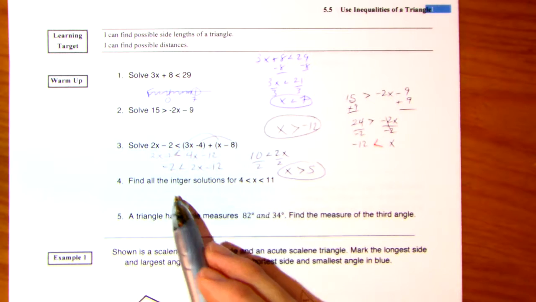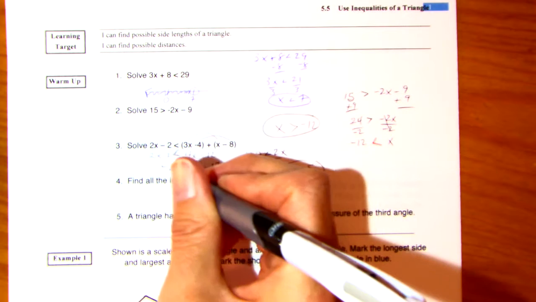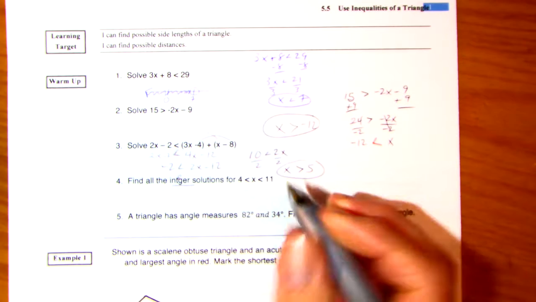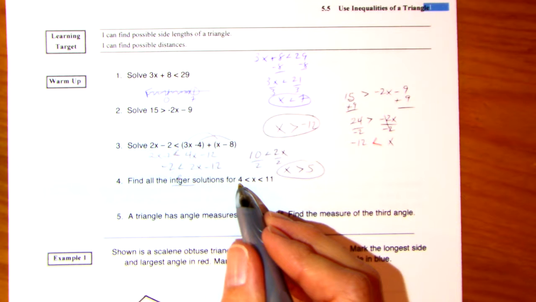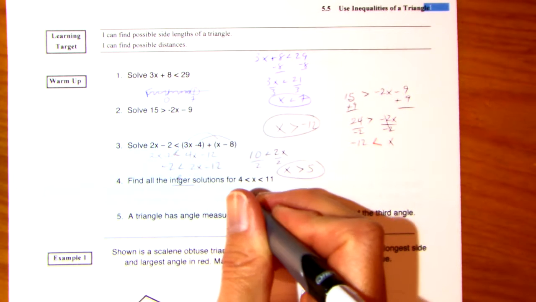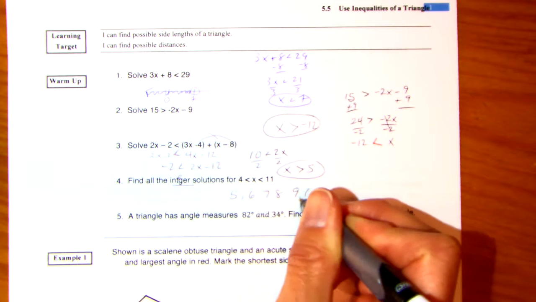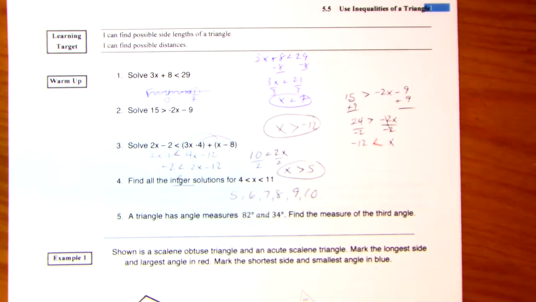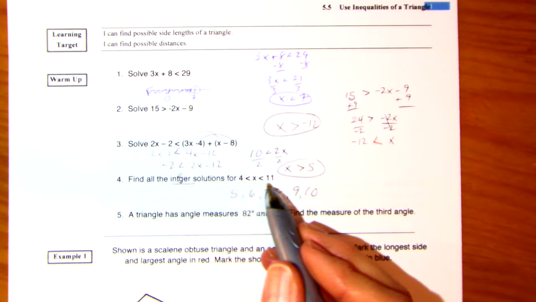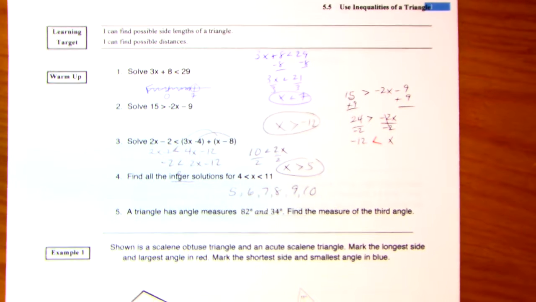Okay. Find all the integer solutions for 4 is less than x is less than 11. So 5, 6, 7, 8, 9, and 10. You're not going to use 4 and 12 because there's no equality symbol here. If there's an equal sign there, then we would include 4, not 12, 4 and 11.